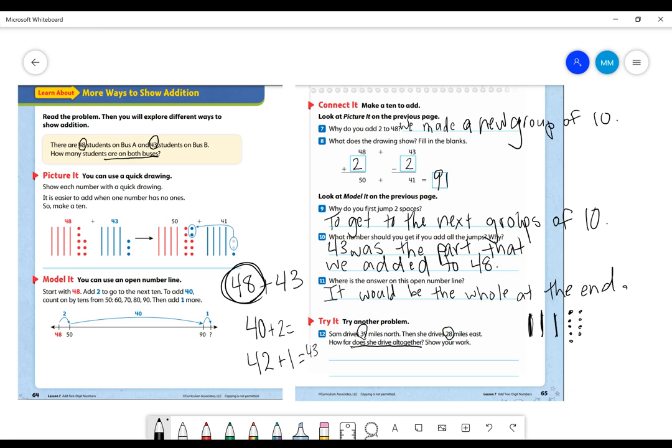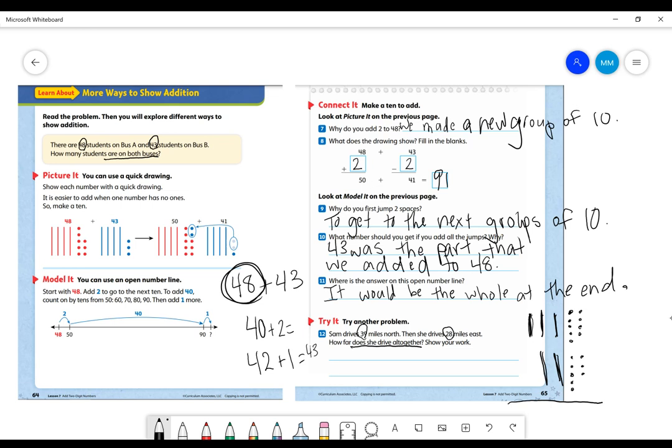So now I'm going to draw 28. So in 28, how many tens do you have? We have 2 tens because I looked at my first digit. So that means I have 2 groups of 10 and I have 8 ones. So 1, 2, 3, 4, 5, 6, 7, 8. Now I am going to put those together.